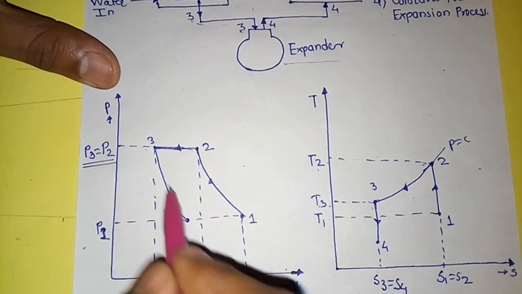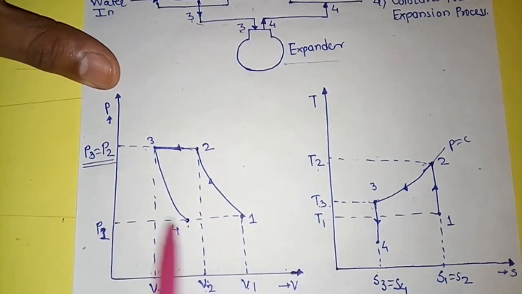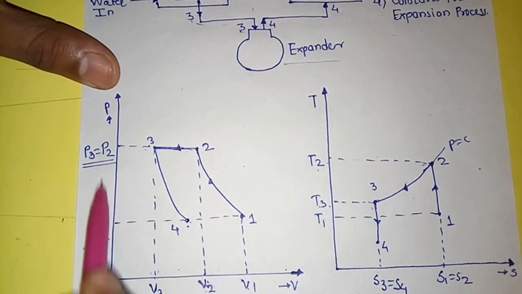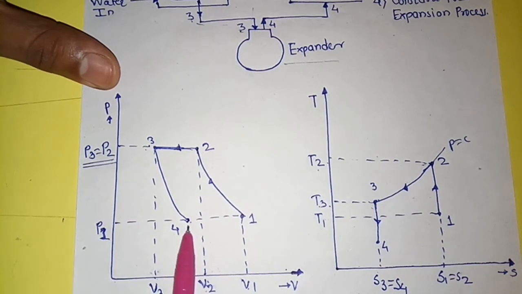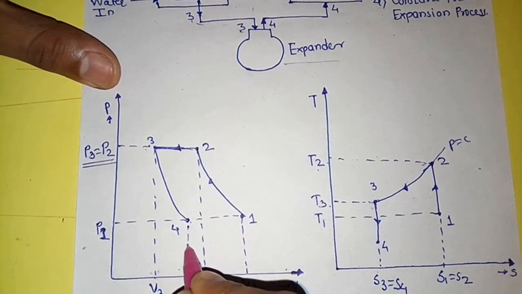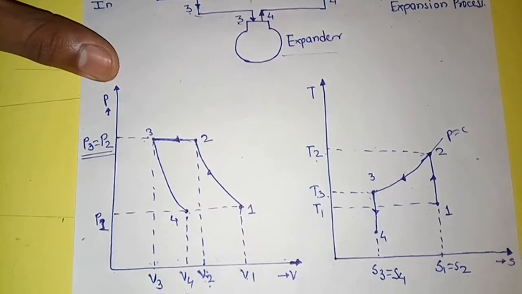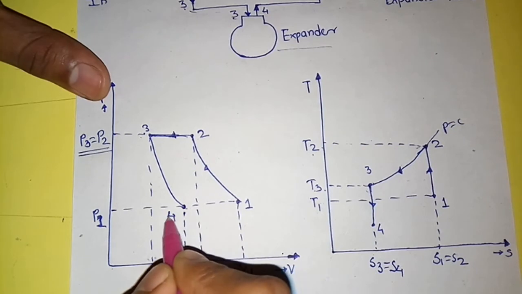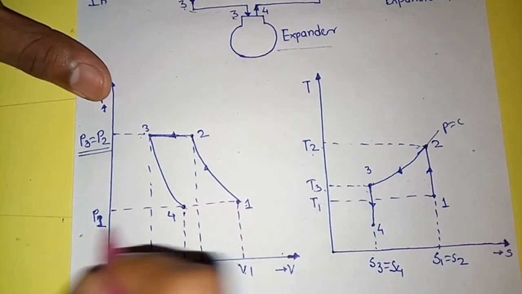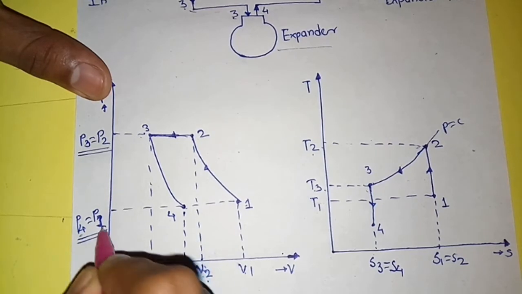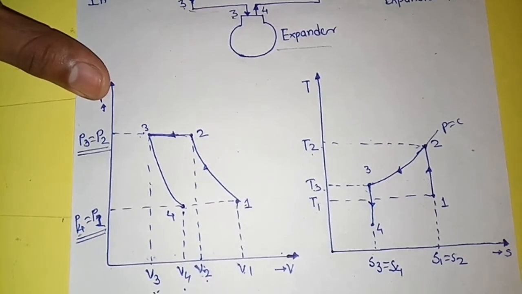The pressure of this point is decreased from 3 to 4, which is P3 to P4. The specific volume of the air increases from V3 to V4. The point 4 pressure is equal to the point 1 pressure. So we can write P4 is equal to P1, or P1 is equal to P4.